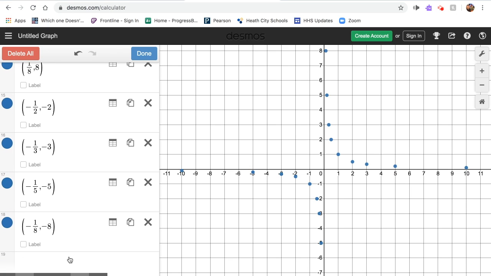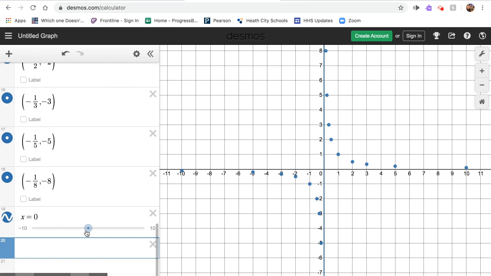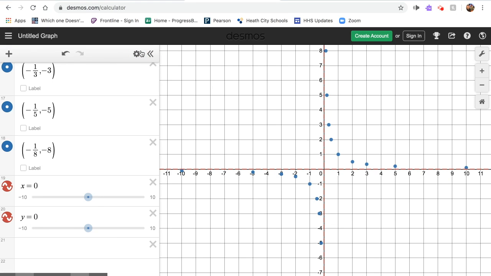Go ahead and throw my asymptote lines in there. X equals 0 is my vertical asymptote line, and Y equals 0 is my horizontal asymptote line. Go ahead and make those asymptote lines red and dashed to keep consistent with other examples that I've done. So you can see the function approaching the vertical asymptote as it goes towards 0 from either side. It approaches positive infinity from the right side and negative infinity from the left side.